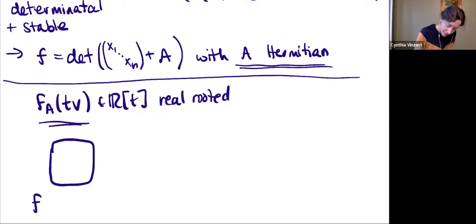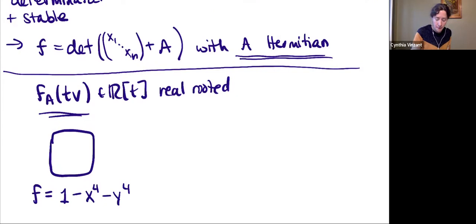F is maybe the boundary of, maybe 1 minus x to the 4 minus y to the 4. This bounds something convex, sort of a rounded square. But it doesn't have this real rootedness property. If I restrict to lines through the origin, I only find 2 real points, not 4.